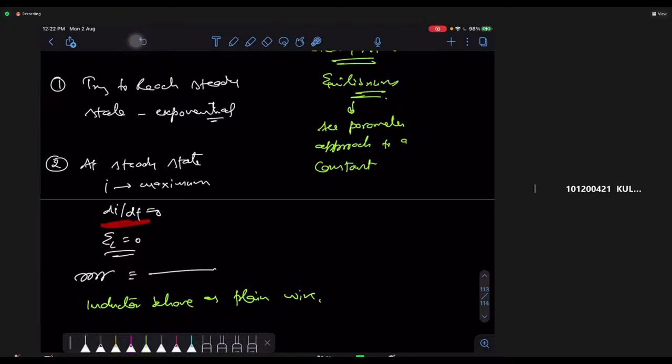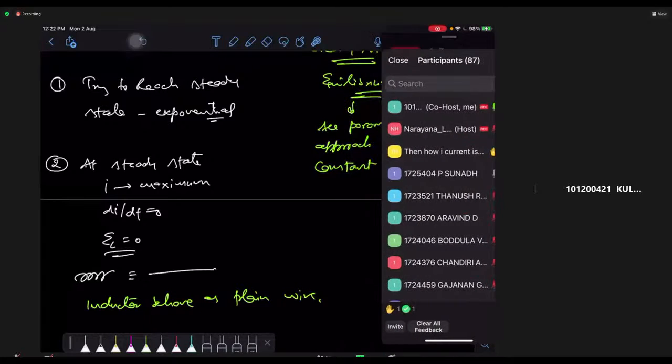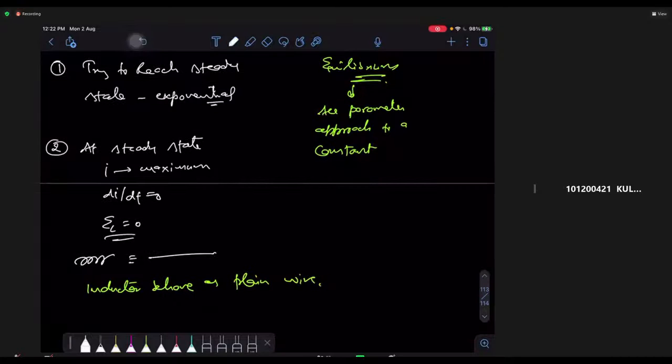And it behaves as a plain wire when current is maximum, at steady state. It's going to have full growth.